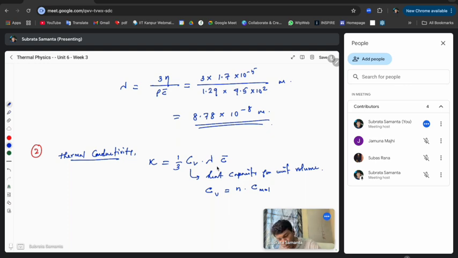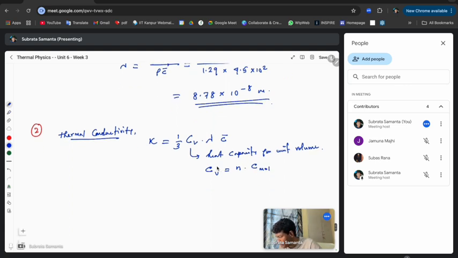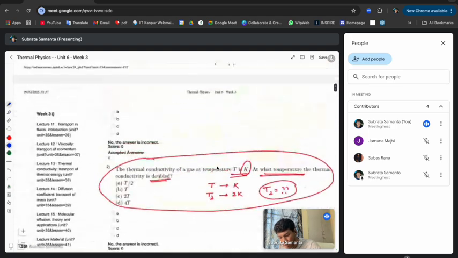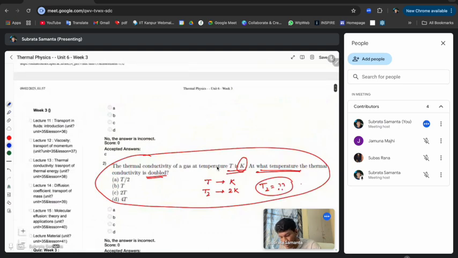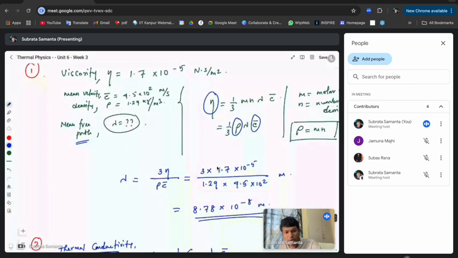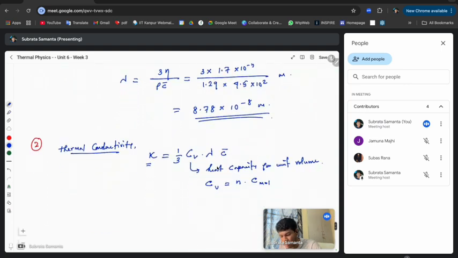So this is the thermal conductivity kappa. Now I want to write this thermal conductivity in terms of temperature, because the question is given in terms of temperature. The thermal conductivity at temperature T is K. At what temperature does the thermal conductivity double? So I want to study the temperature dependence of the thermal conductivity, how it depends on temperature.